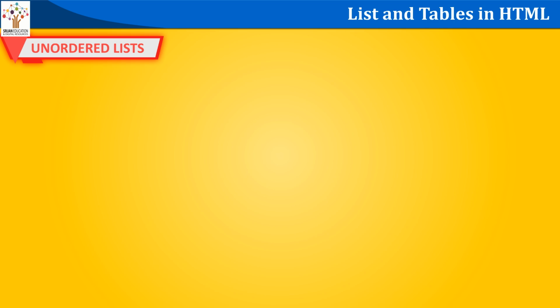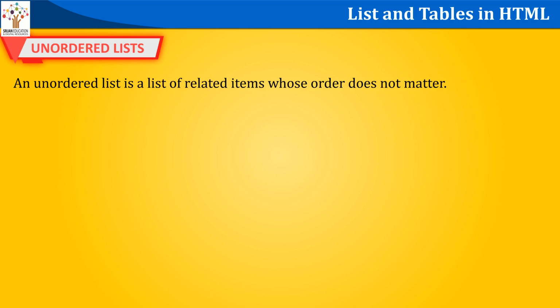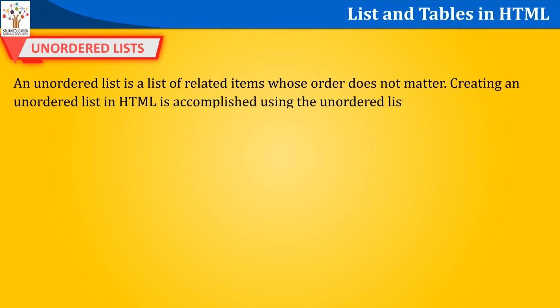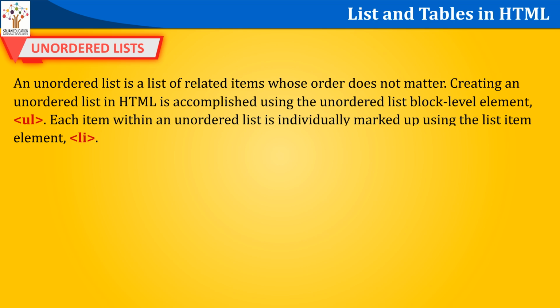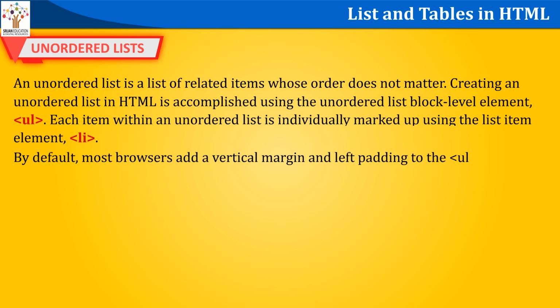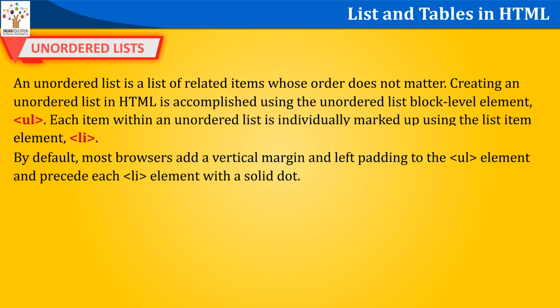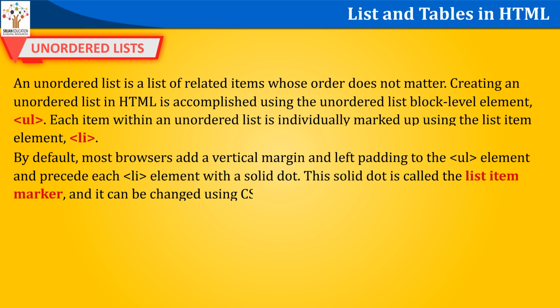Unordered lists. An unordered list is a list of related items whose order does not matter. Creating an unordered list in HTML is accomplished using the unordered list block level element, UL. Each item within an unordered list is individually marked up using the list item element, LI. By default, most browsers add a vertical margin and left padding to the UL element and precede each LI element with a solid dot. This solid dot is called the list item marker, and it can be changed using CSS.